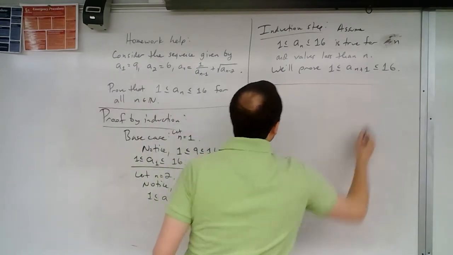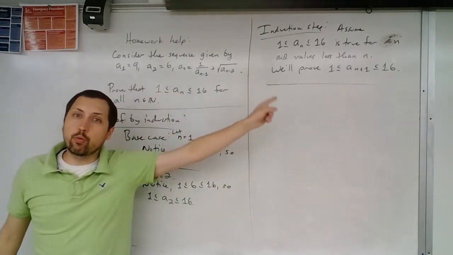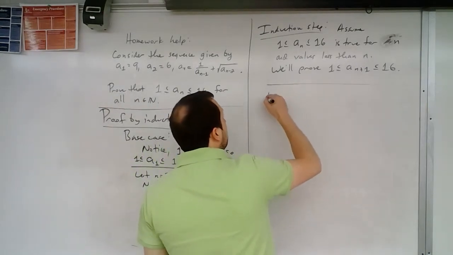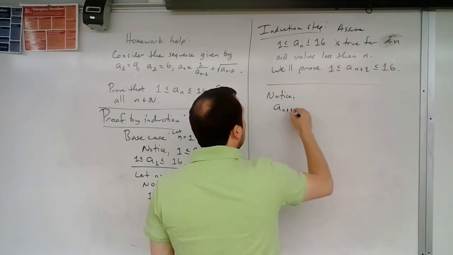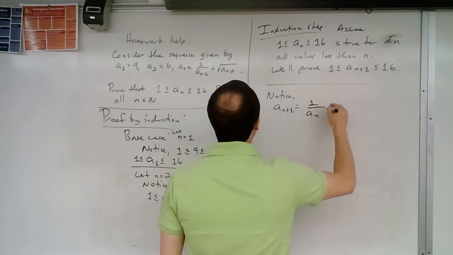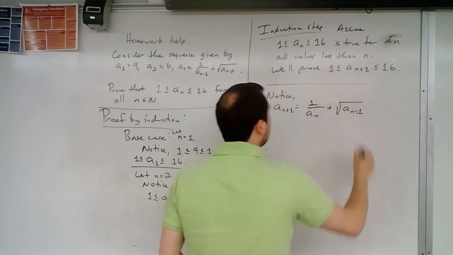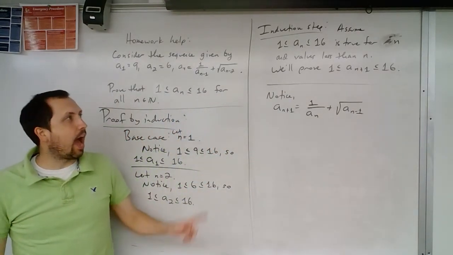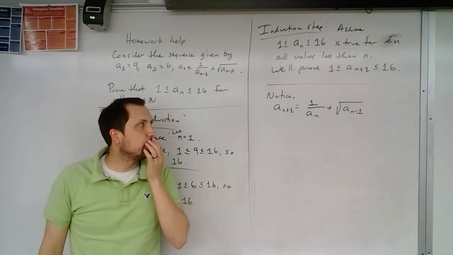So what that means is I'm going to just work trying to prove that a sub n plus 1 is greater than or equal to 1. So notice here, a sub n plus 1 is equal to 1 over a sub n plus the square root of a sub n minus 1. So this is what my a sub n plus 1 term is. I want to show that it cannot be smaller than 1.